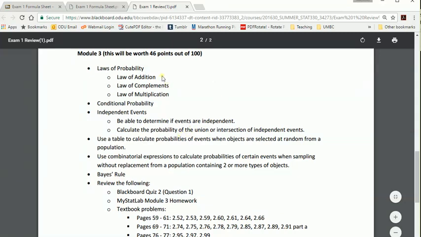Okay, so I'm continuing my review for exam 1. It's very important, module 3. It's almost half of the worth of the exam, okay? So I highly recommend that you do all of these practice problems here in the textbook suggested exercises. We're going to go ahead and talk about several of them.